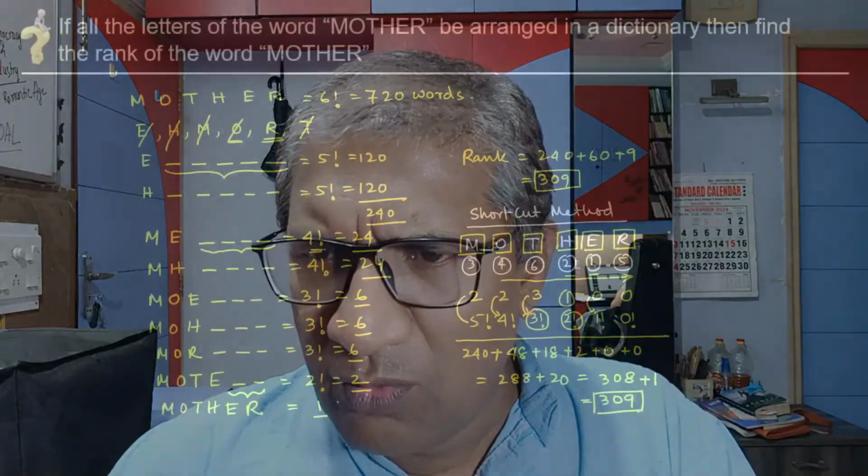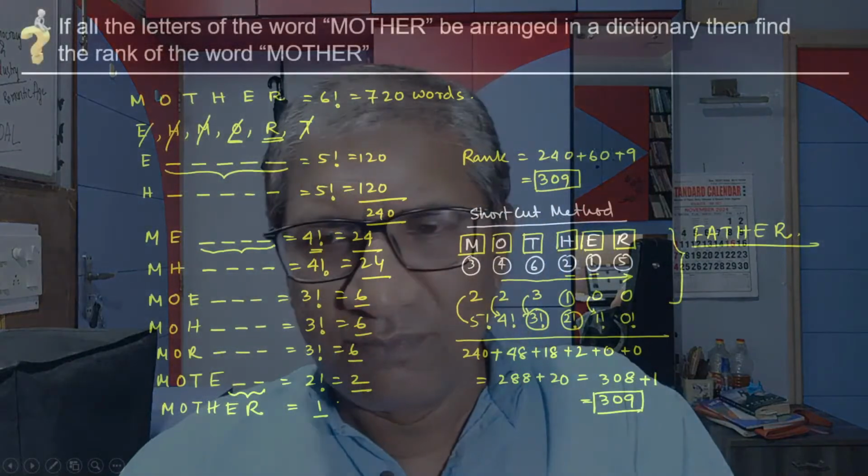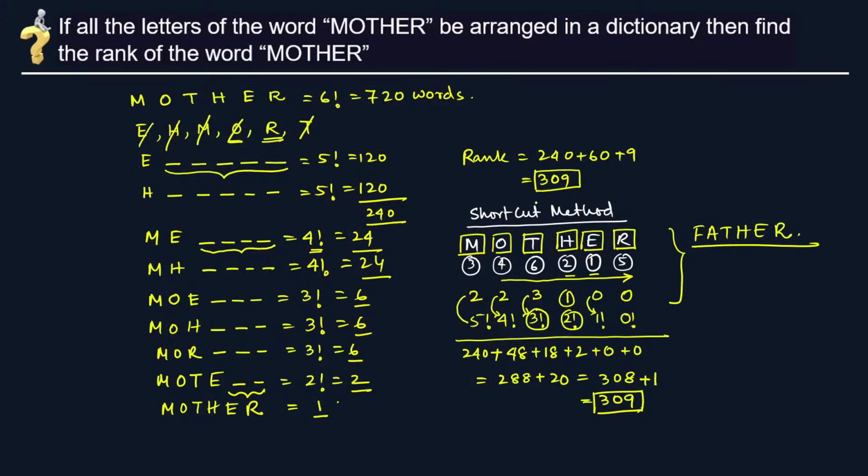So I have taken mother. Now you can take any word and you can easily find out its rank by using the shortcut method. Okay. So now you please comment what will be the rank of father. That is, when you arrange all the alphabets of the word father in a dictionary, naturally a place will come where father will come. You have to find out what is the rank of that word father. And definitely comment, I will check it. Okay, so let's move to the next problem.